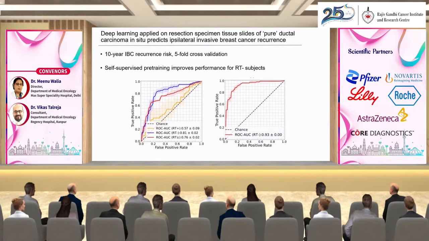Self-supervised pre-training improved performance for RT negative subjects. So what is self-supervised pre-training? In self-supervised training, the deep learning algorithm is allowed to learn by itself. However, it withholds some part of the information, and then the system is encouraged to predict the hidden part. So that is called self-supervised learning.